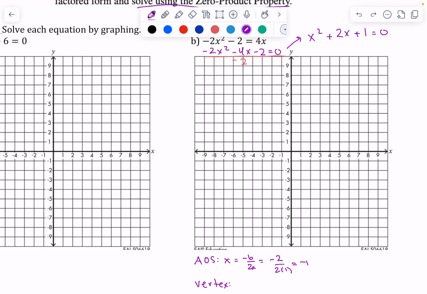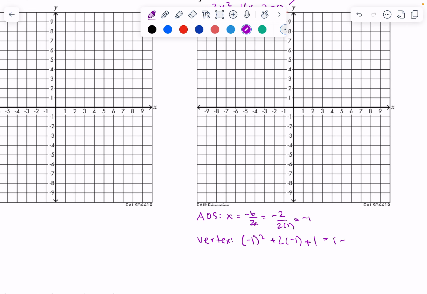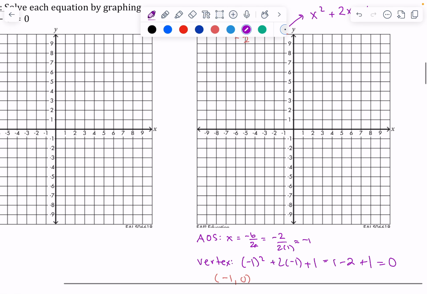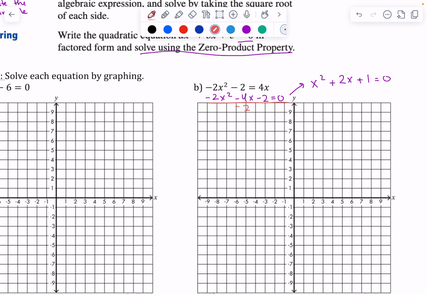Doesn't really matter, okay? So negative 1 squared plus 2 times negative 1 plus 1 is going to give us 1 minus 2 plus 1, which is just going to give us 0, okay? So that means that the vertex for this function is negative 1, comma, 0. Okay, I'm going to graph all of this on my axis, on my xy plane, so that I can then continue graphing and find the x-intercepts.